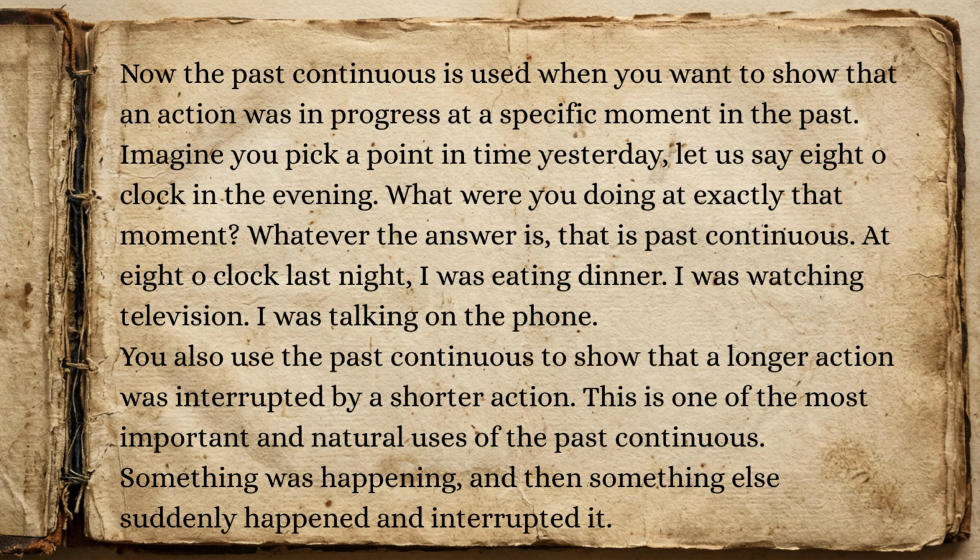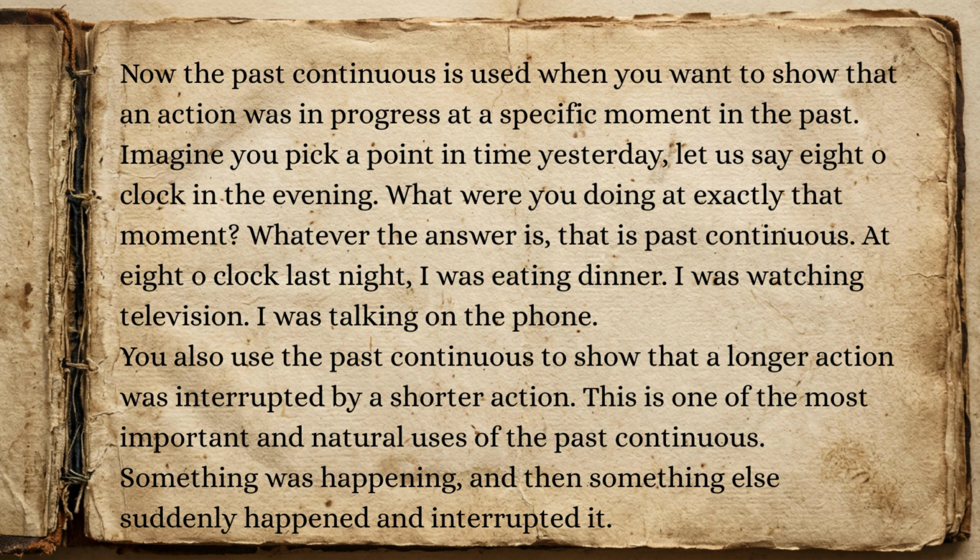Now the past continuous is used when you want to show that an action was in progress at a specific moment in the past. Imagine you pick a point in time yesterday. Let us say 8 o'clock in the evening. What were you doing at exactly that moment? Whatever the answer is, that is past continuous. At 8 o'clock last night, I was eating dinner. I was watching television. I was talking on the phone.